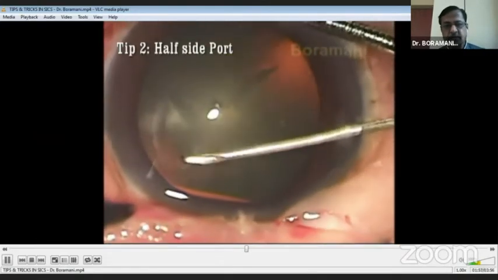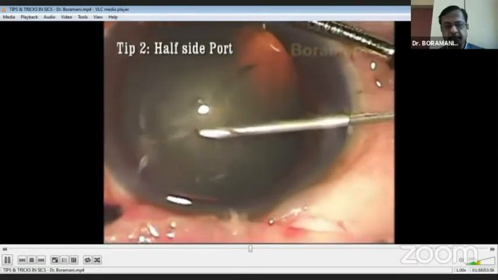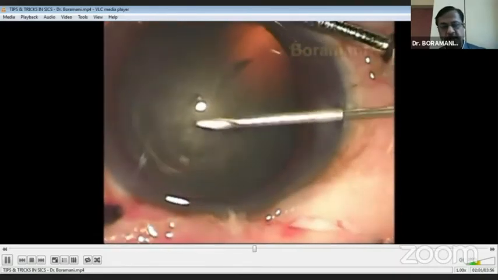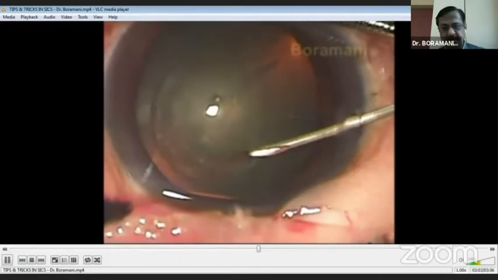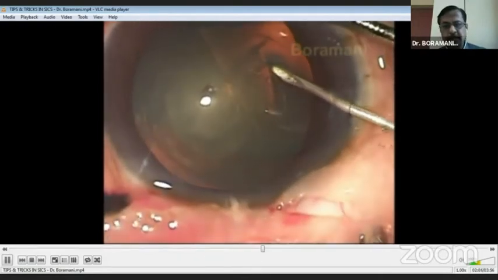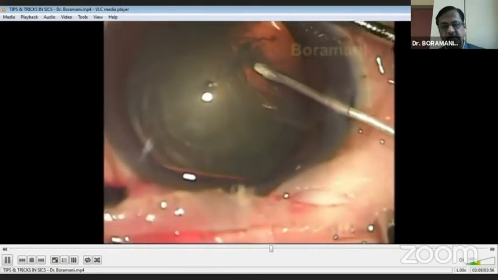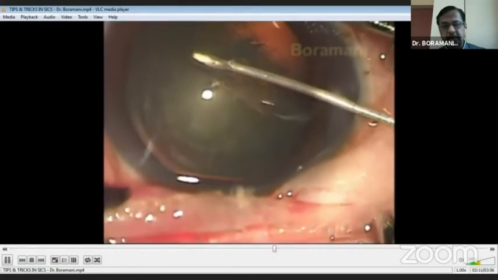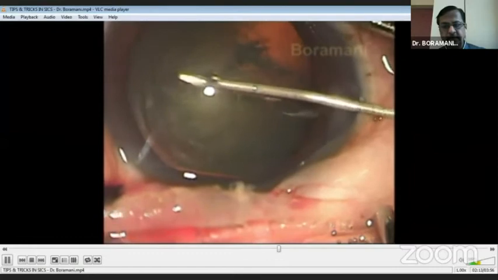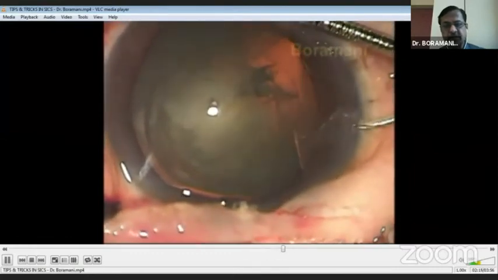Now I talked about the half side port. When there is a half side port, you can do beautiful capsule exercise. You can see that there are no folds in the cornea. The needle is easily passing through, but still there is no turbulence of fluid. The AC maintainer is on. This is done without viscoelastics. So you can have a totally closed chamber, perfect capsule exercise with that half thickness side port.